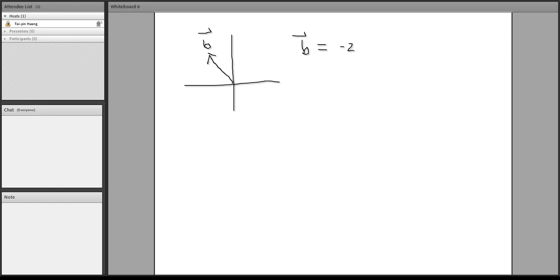Okay, so once you have your vector b like that, how would you find the magnitude of vector b? Then we use the Pythagorean theorem. The magnitude b is simply equal to the x component squared plus the y component squared, and you take the square root of the sum. So you should get your b with a magnitude of 3.6.